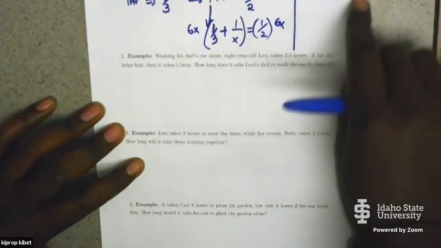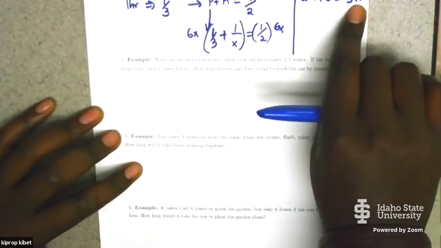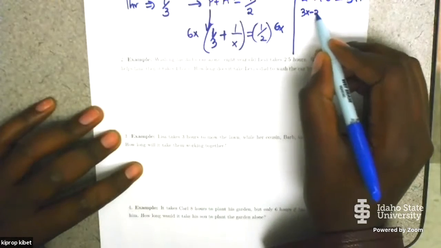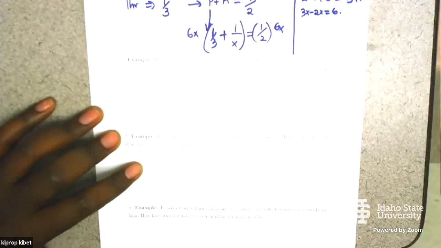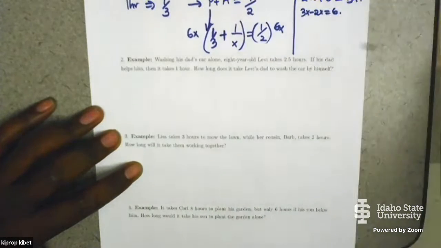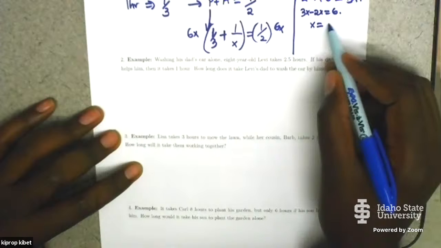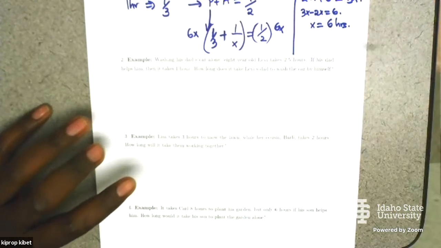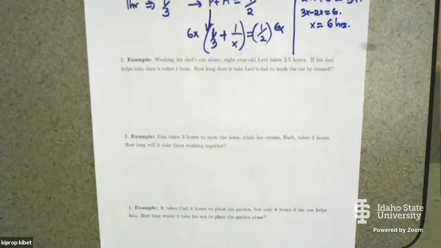Now you collect the like terms. You take 2x to the other side. You get 3x minus 2x equals 6. So our x equals what? 6 hours. So the assistant will do the job in 6 hours. Are we together? Okay.